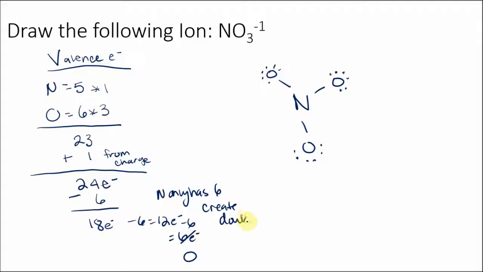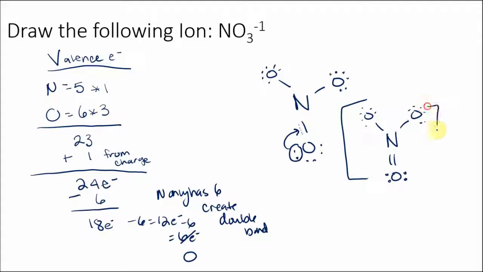So what we're going to do is create a double bond. You're going to take 2 electrons from the oxygen and create a shared pair. The new Lewis dot structure now will be the same thing, except the bottom oxygen is going to share 2 electrons, creating the double bond. We now need to represent the -1 charge, so we're going to use brackets, -1.